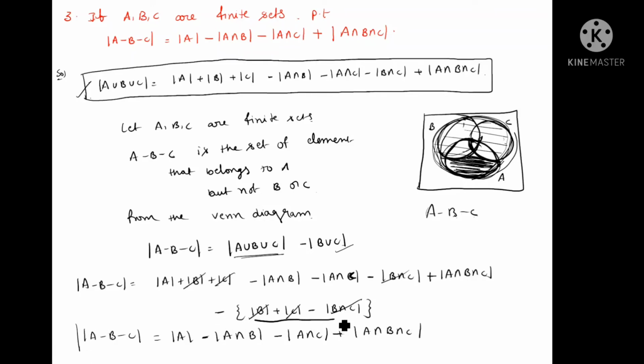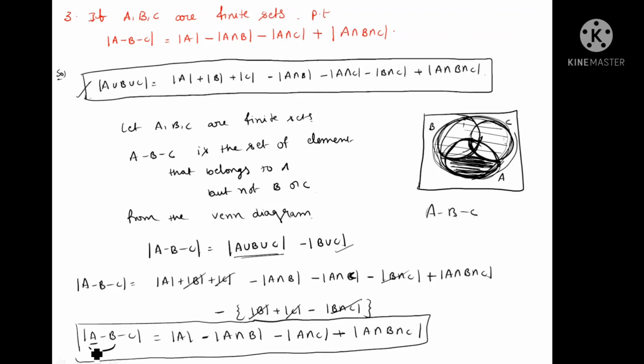You have to remember this formula, because when we are solving problems, sometimes they ask only for A. From the three sets, only set A values they can ask. So only A means mod A minus B minus C equals mod A minus mod A intersection B minus mod A intersection C plus mod A intersection B intersection C.